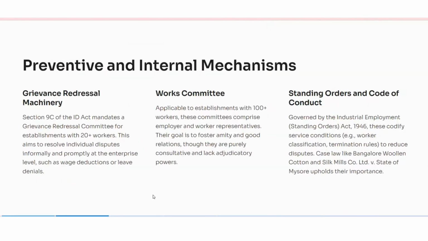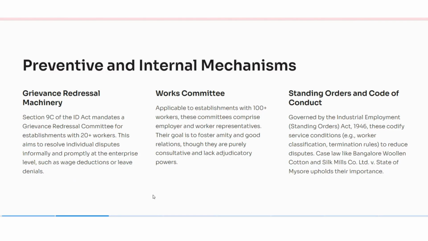Preventive and internal mechanism, grievance redressal machinery. Section 9C of Industrial Dispute Act mandates a grievance redressal committee for establishment with 20 plus workers. This aims to resolve individual disputes informally and promptly at enterprise level, such as wage deductions or leave denials. So here the prerequisite to invoke section 9C is the establishment should have 20 plus workers.